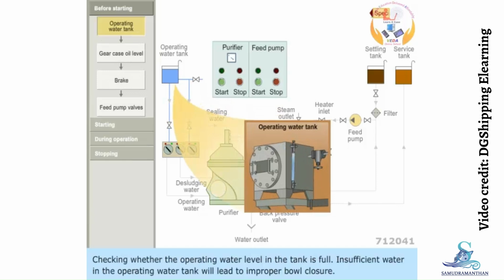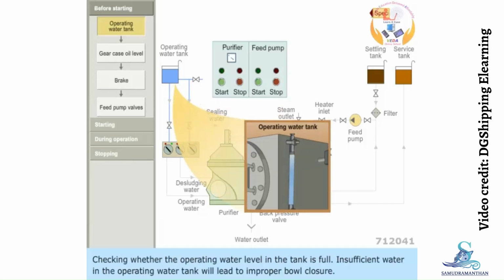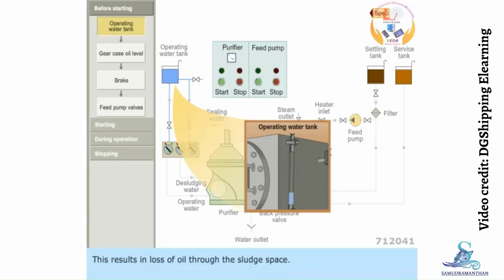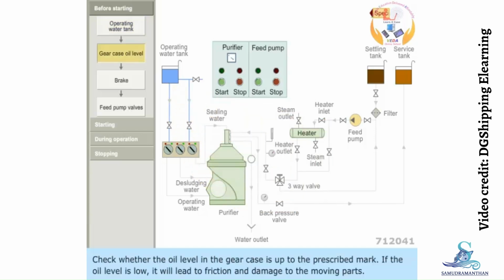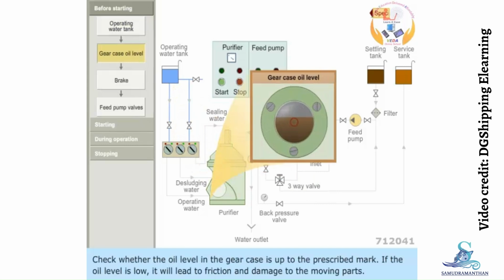Checking whether the operating water level in the tank is full. Insufficient water in the operating water tank will lead to improper bowl closure. This results in loss of oil to the sludge space. Check whether the oil level in the gear case is up to the prescribed mark. If the oil level is low, it will lead to friction and damage to the moving parts.